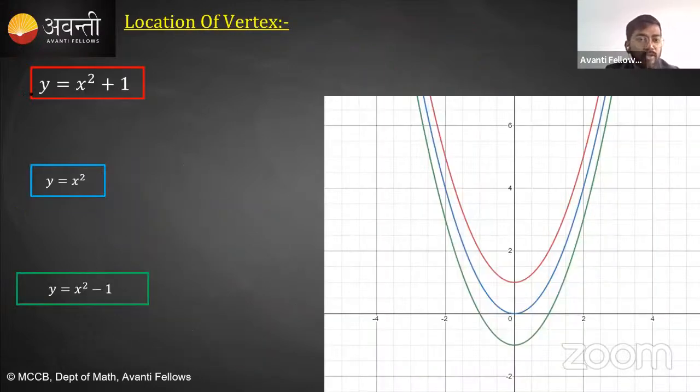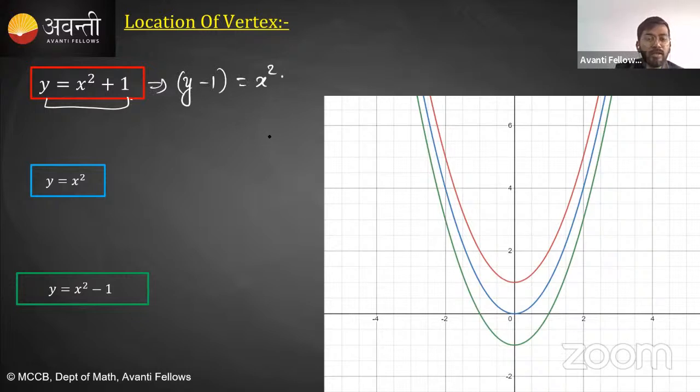Right? So let us try to understand the graph of y equals x square plus 1, right? So for this, can I write y minus 1 equals x square, right? So when I put x equals 0, you get y equals 1, right? So you know that this graph has a vertex at x equals 0.